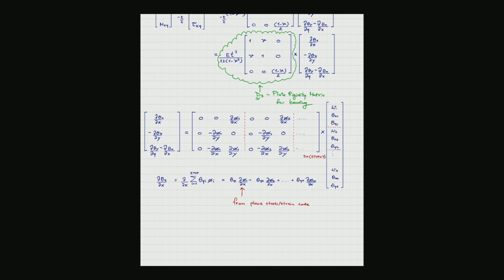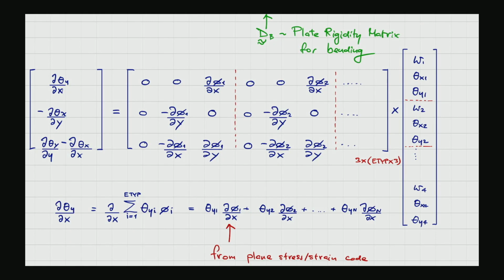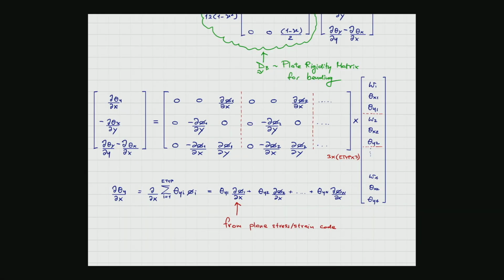So this is the size of your B matrix. It just gets bigger than before. Before it used to be 3 rows by the number of element types multiplied by 2. Now it turns out to be multiplying by 3. And that is all. So the B matrix for the bending is established.